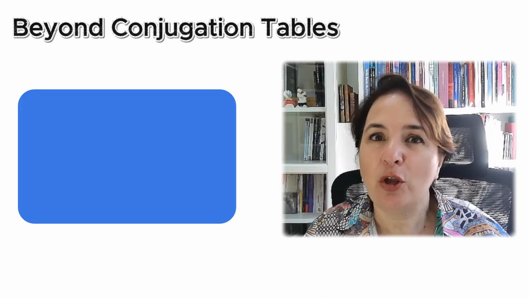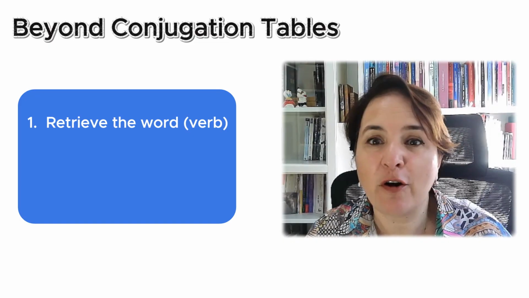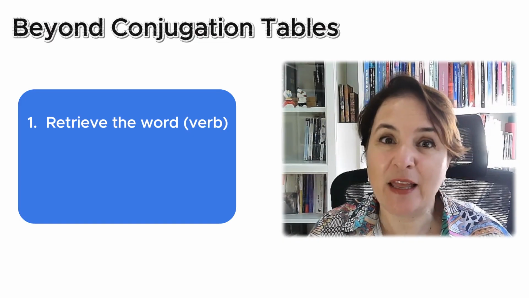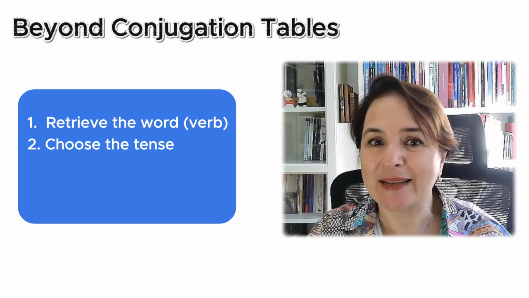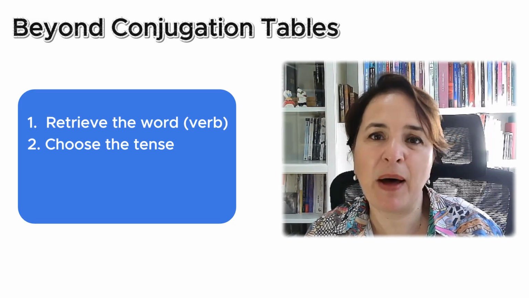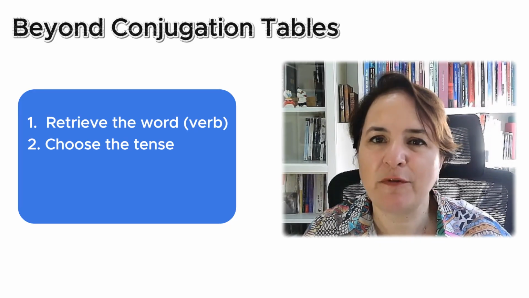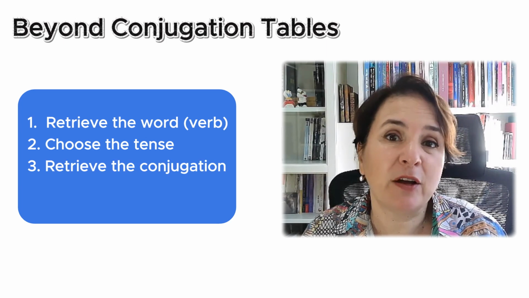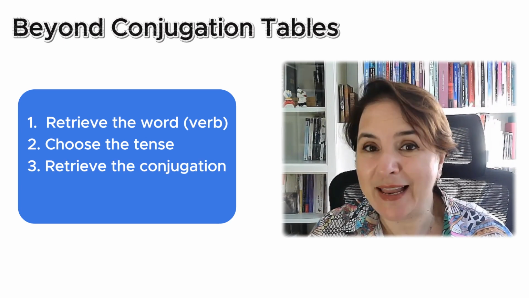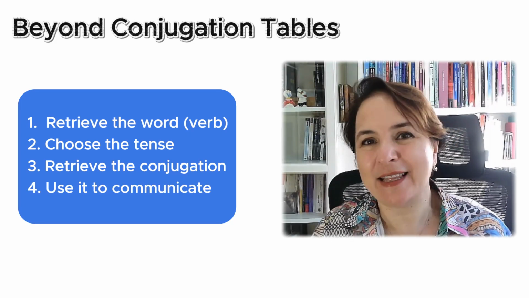So first of all, you have to retrieve the lexical form, to remember which verb you need to communicate what you want to communicate. Then secondly, you have to choose the right tense, to decide what the sentence needs, if it's in the present, if it's in the past, if it's continuous, if it's something that happened in the past and is finished. Next, you need to retrieve the conjugation to remember the specific inflected form. And then finally, you have to use it in a sentence to communicate an idea.